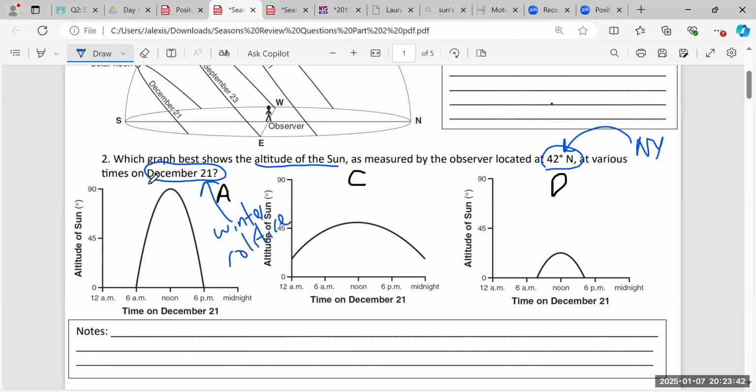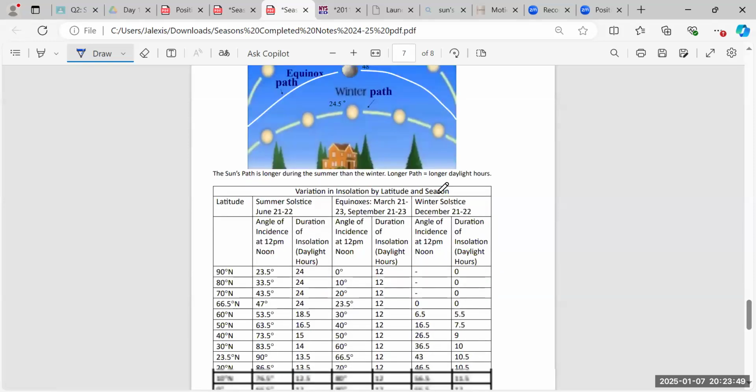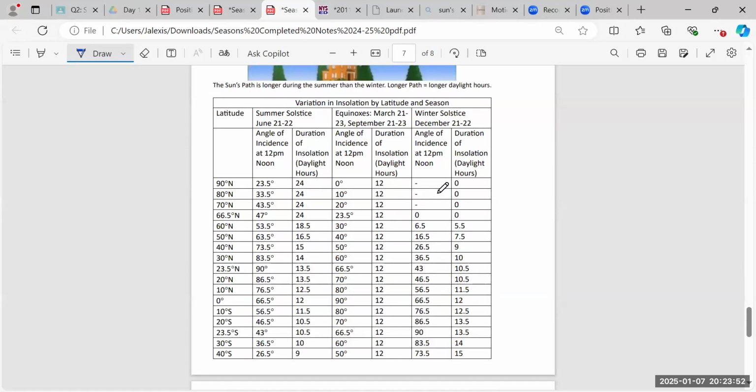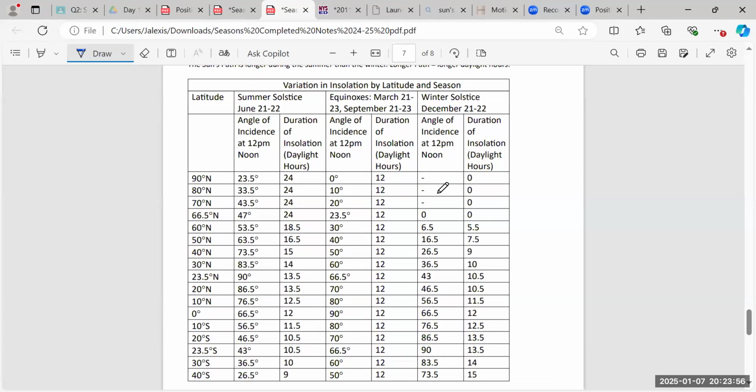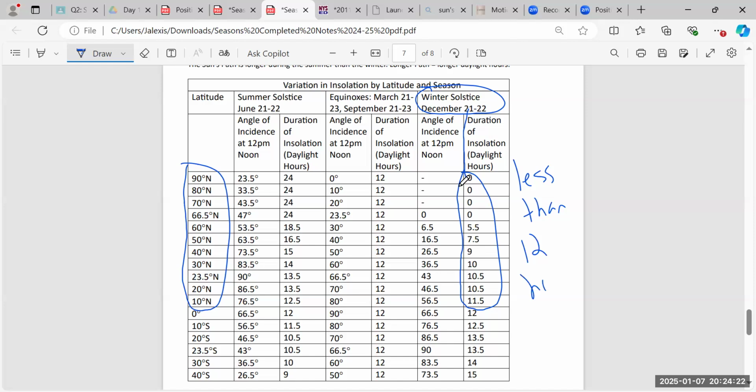I don't know if you remember the lab that we did, when we filled in the chart on our review sheet. One thing that we've noticed, look at the winter solstice date. Look at the duration of insolation. We're only going to focus on the latitudes above the equator, in the northern hemisphere. One pattern you'll realize is that during the winter solstice, all latitudes above the equator have less than 12 hours of daylight.